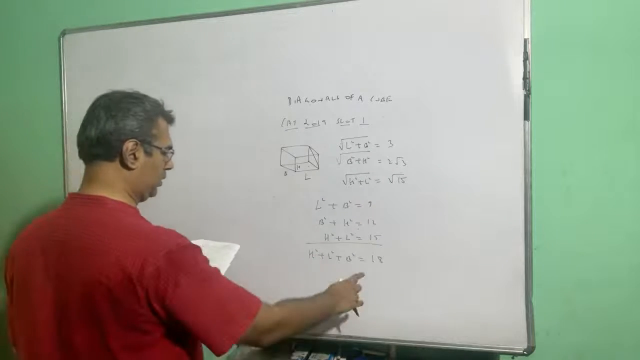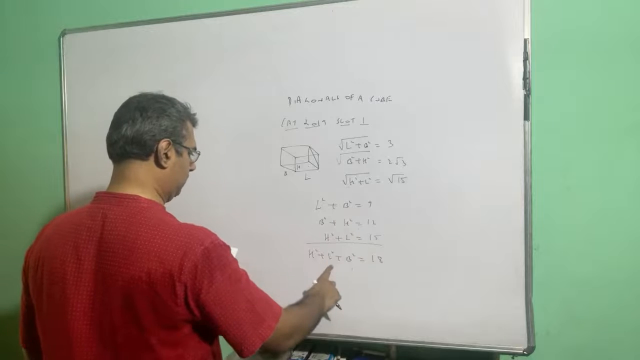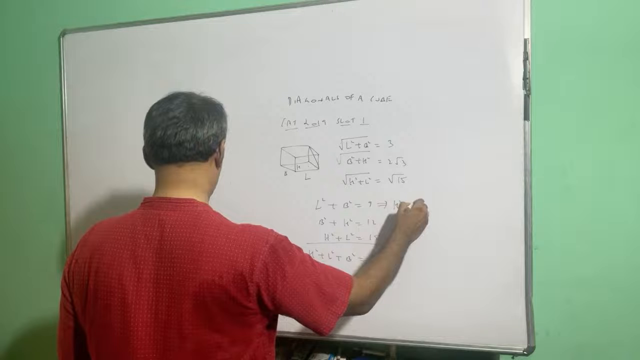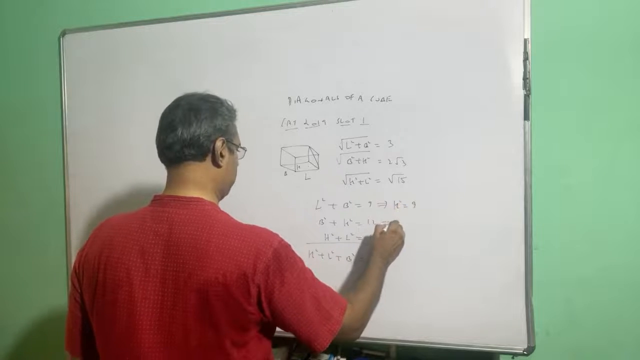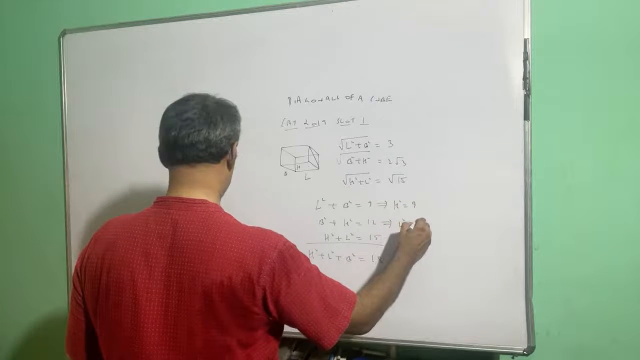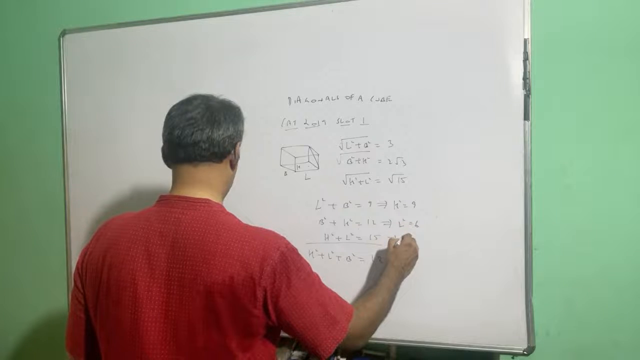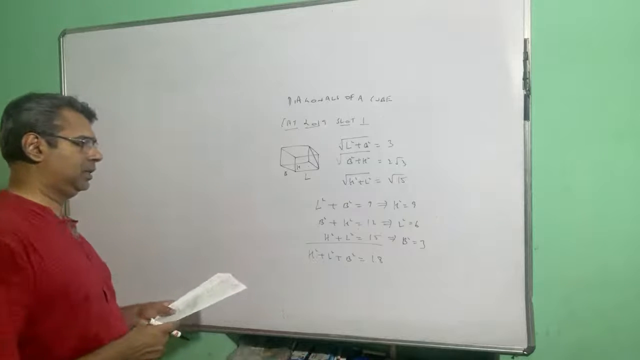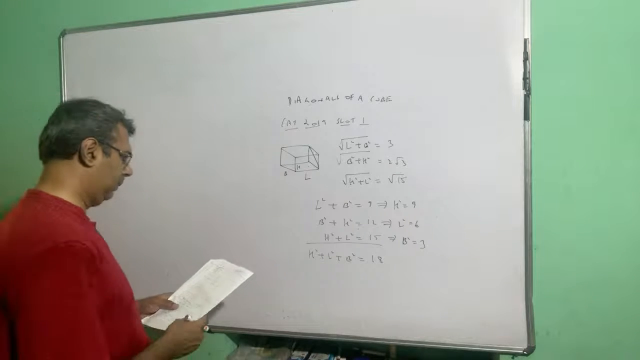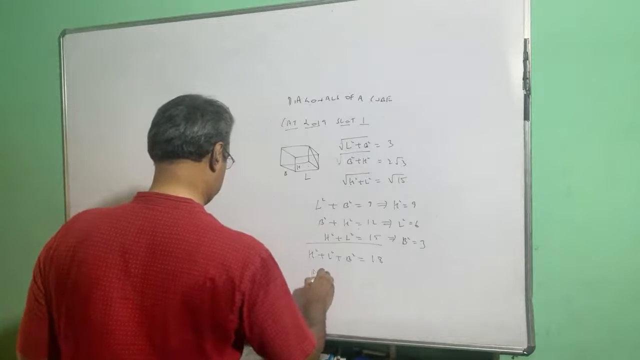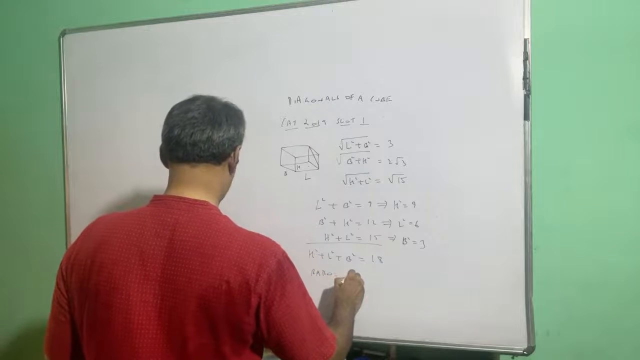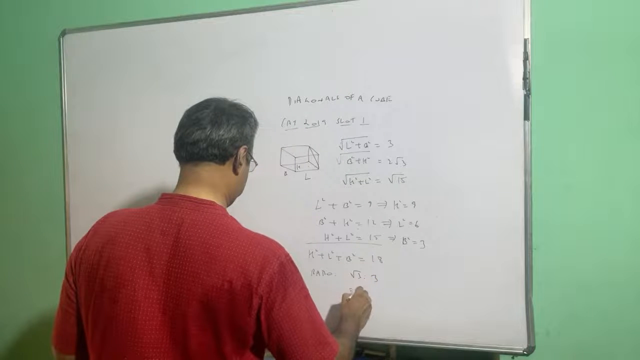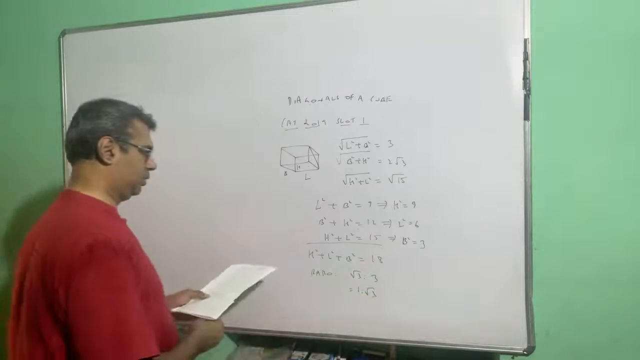And now you just go back to each of these and combine it with this. So from here you will get H square equal to 9. From here you will get L square equal to 6. From here you will get B square equal to 3. So H square is 9, L square is 6, B square is 3. So the ratio of the shortest side, so root 3, and longest side will be 3. So answer is 1 is to root 3.